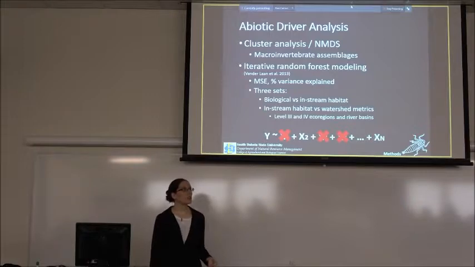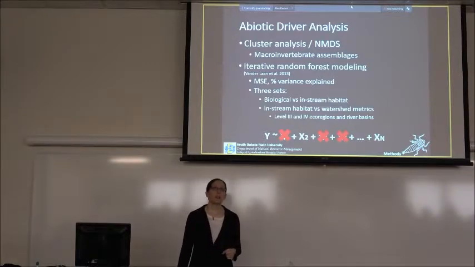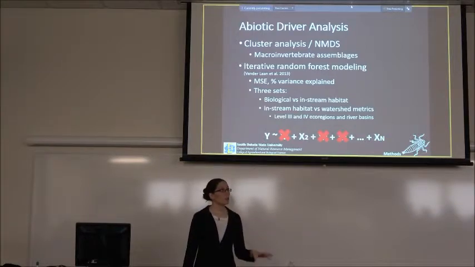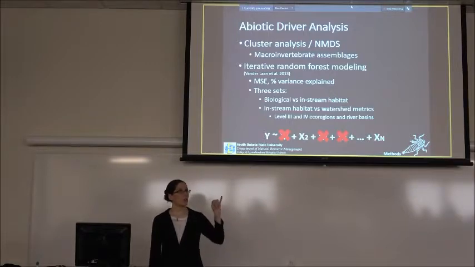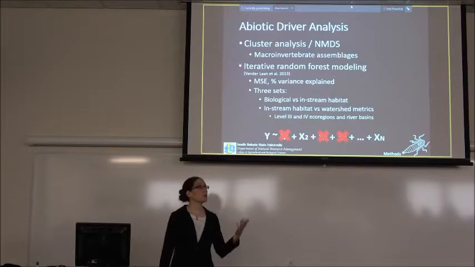In the second and third sets, we're trying to identify important drivers of in-stream habitat, so those were our response variables. In one set, we used just watershed metrics as our predictors, and in the other set, we used the combination of watershed metrics and regional variables, level 3 ecoregion, level 4 ecoregion, and river basin, to try and get an idea of how important the regional variables might be as drivers.